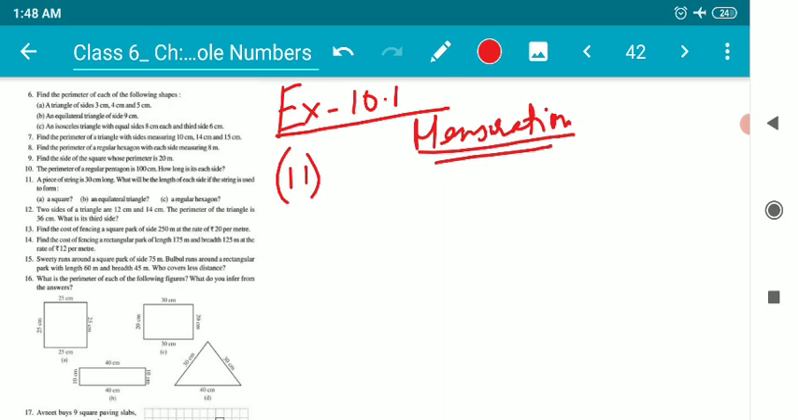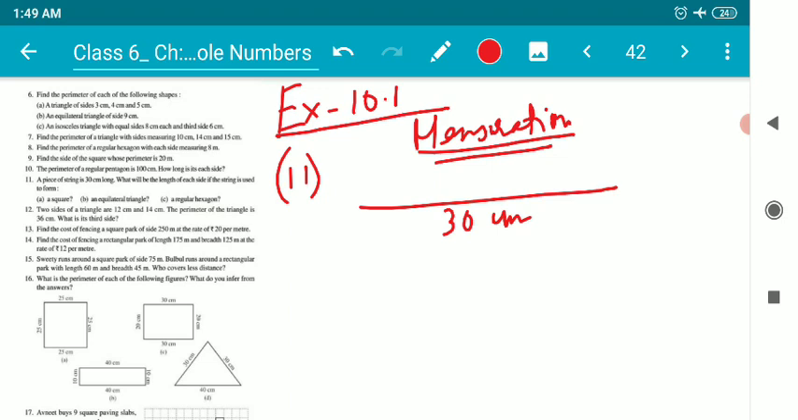that is number 11. So children, let us read question number 11, as it's very important to understand before we solve. A piece of a string is 30 centimeter long. So children, suppose this is a piece of a string and the length of this string is 30 centimeter. What will be the length of each side if this string is used to form a square, an equilateral triangle, and a regular hexagon?